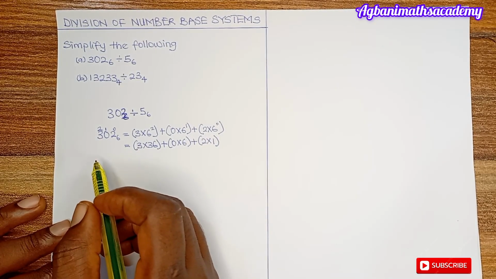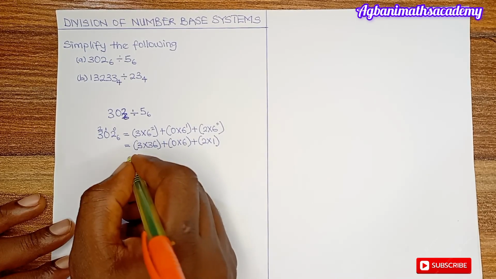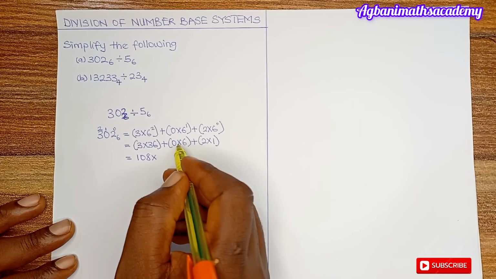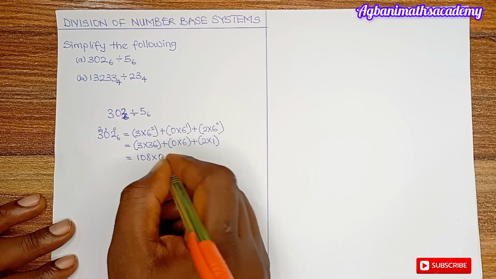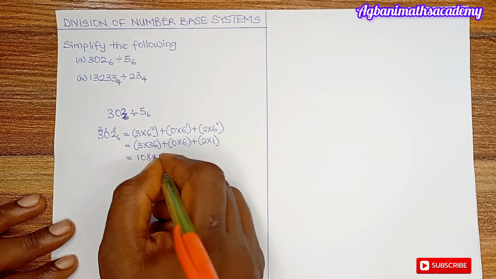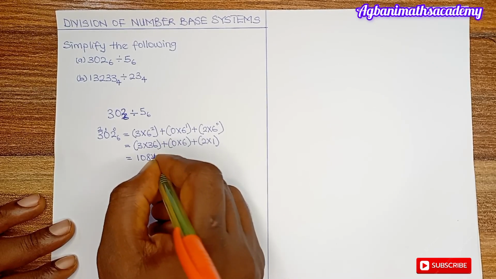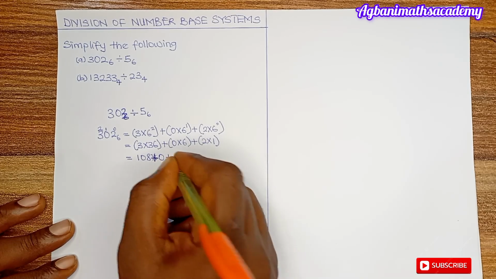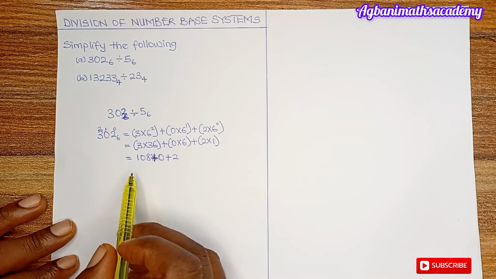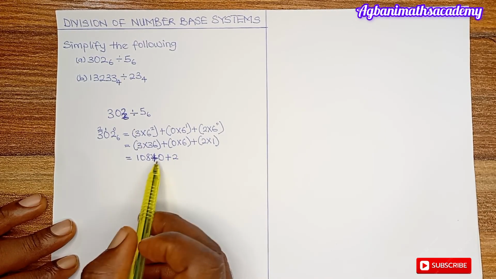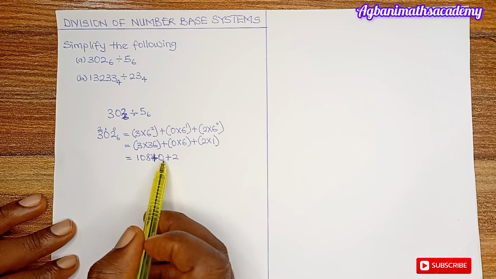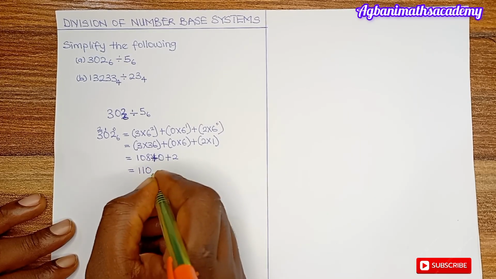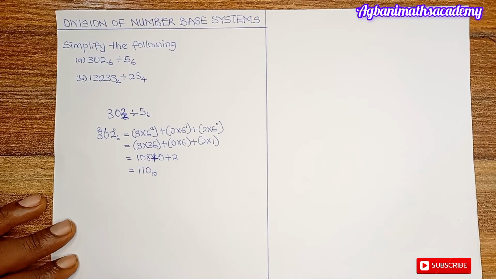3 multiplied by 36 is going to give us 108. So this will be 108, plus 0 multiplied by 6 is going to give us 0, plus 2 multiplied by 1 is going to give us 2. So at the end of the day, we're going to have 108 plus 0, this will give us 108, plus 2, this will give us 110 base 10. So this answer is in base 10.